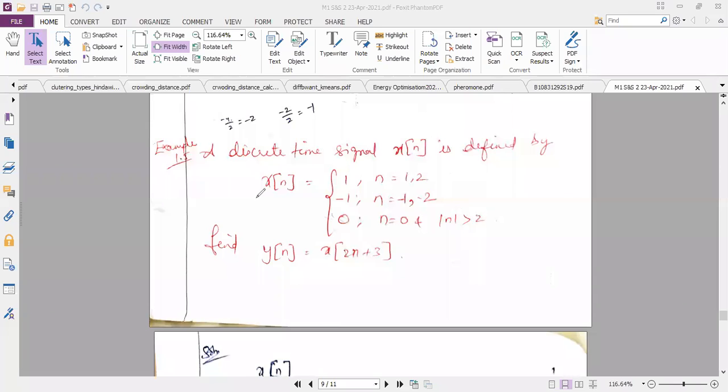Suhas, I will tell the question, you write it down. X of n is equal to 1 at n is equal to 1, 2. X of n is equal to minus 1 at n is equal to minus 1, minus 2. And at n is equal to 0 and other values of n, the value is 0. The main question is y of n, which we need to find, equal to x of 2n plus 3. So write down in your book, we need to find x of 2n plus 3, with 2n plus 3 in the bracket.